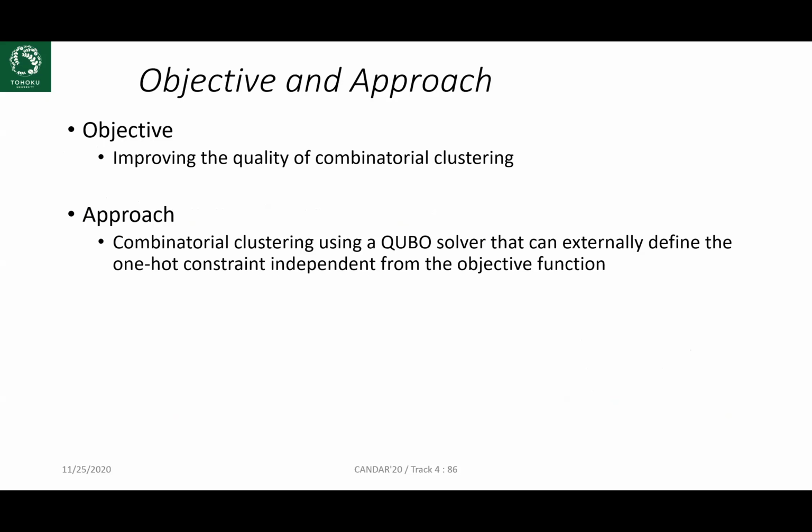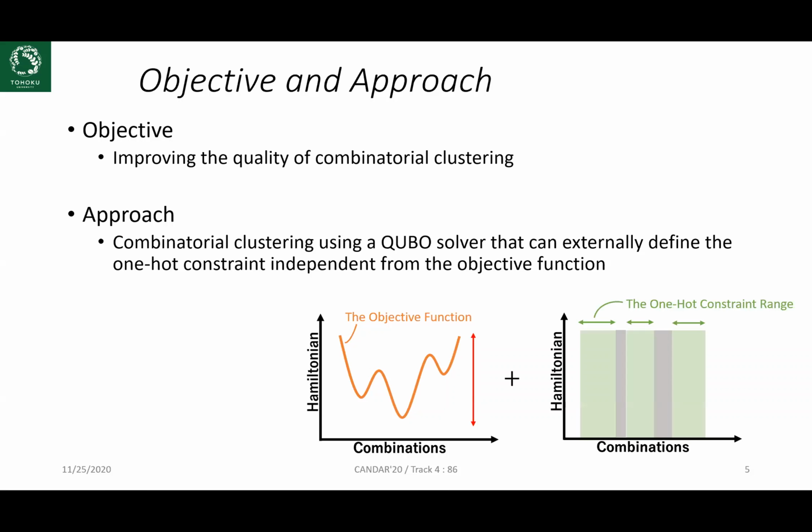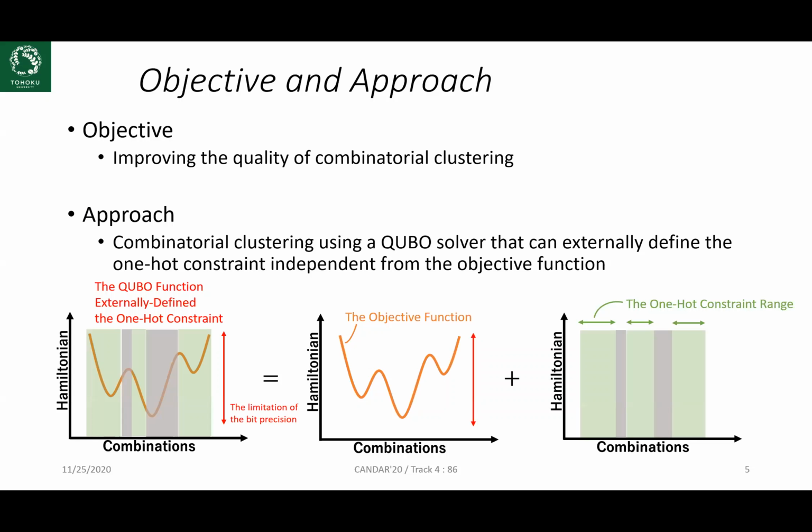This research aims to improve the quality of clustering. To achieve this objective, we propose combinatorial clustering using a QUBO solver that can externally define the one-hot constraint independent from the objective function. A one-hot constraint is a constraint used for combinatorial clustering. The proposed method minimizes the QUBO function that contains only the objective function and controls the one-hot constraint outside of QUBO. In this way, the proposed method focuses on the search for solutions satisfying one-hot constraints.